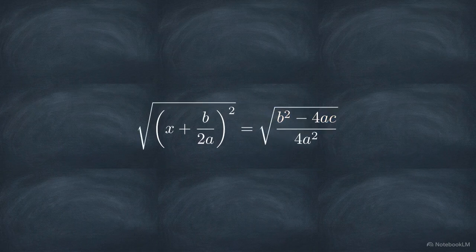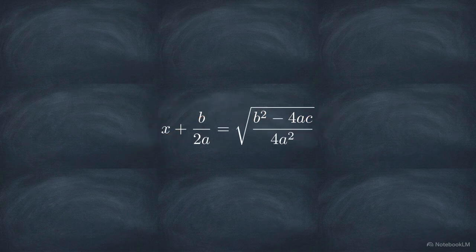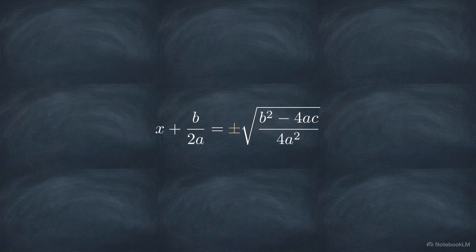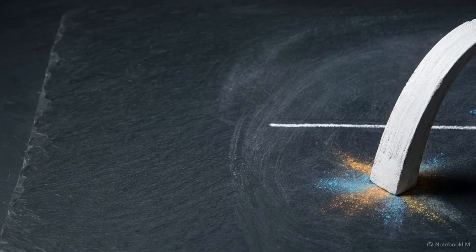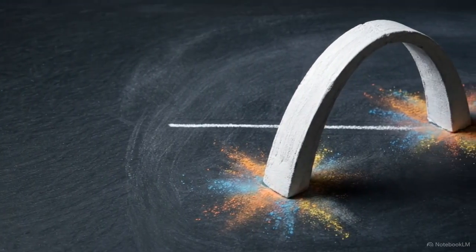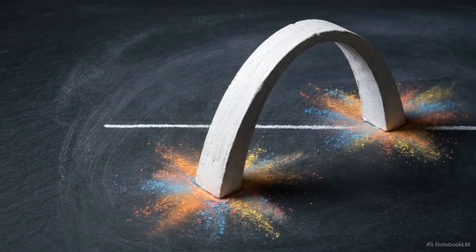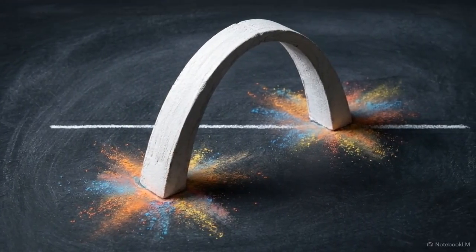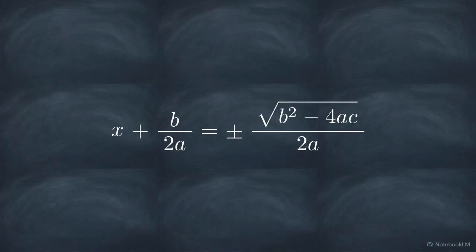With the right side clean, we execute the critical move to rescue x. Taking the square root of both sides fractures our perfect square and creates two valid realities, a positive result and a negative one. That resulting plus or minus symbol perfectly mirrors the physical world. It explains why a parabola crosses a flat line in two distinct places. Notice the left side. The exponent is gone. X is finally free, attached only to a simple constant, plus b over 2a.